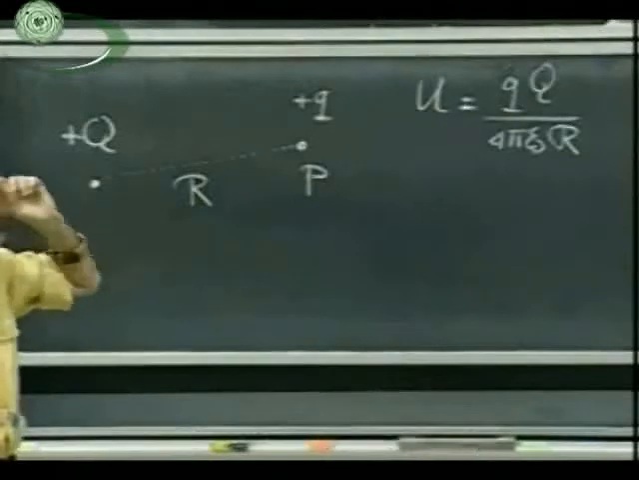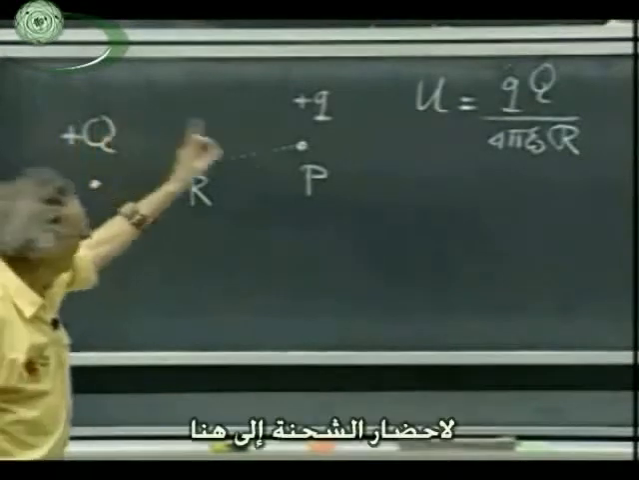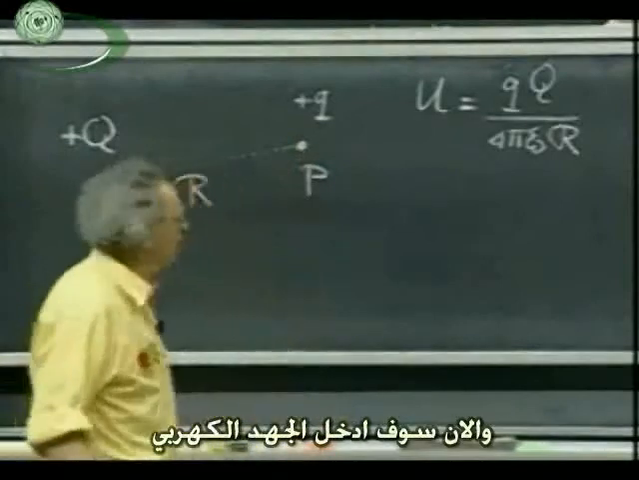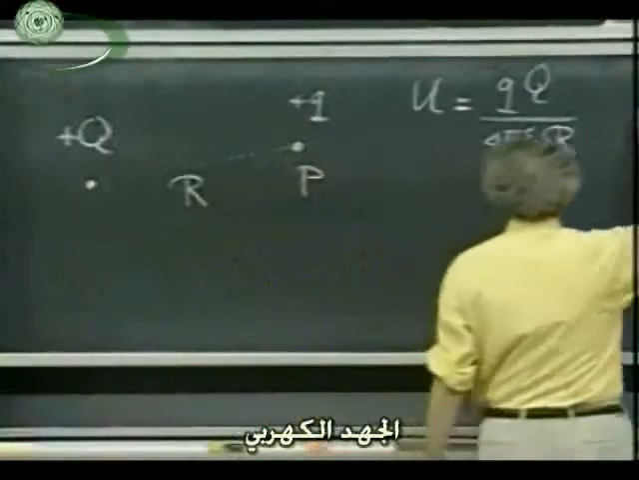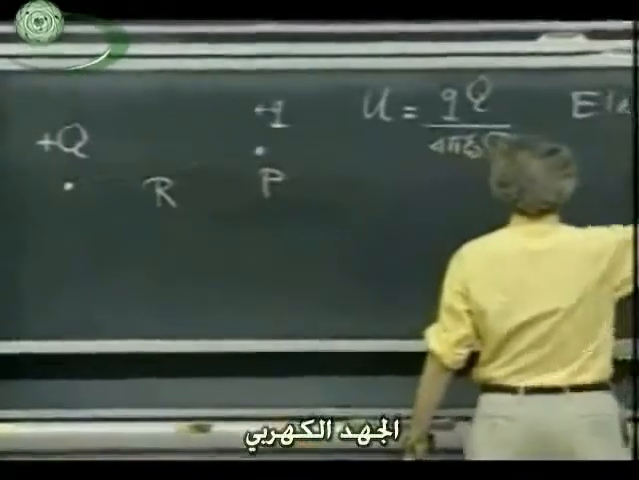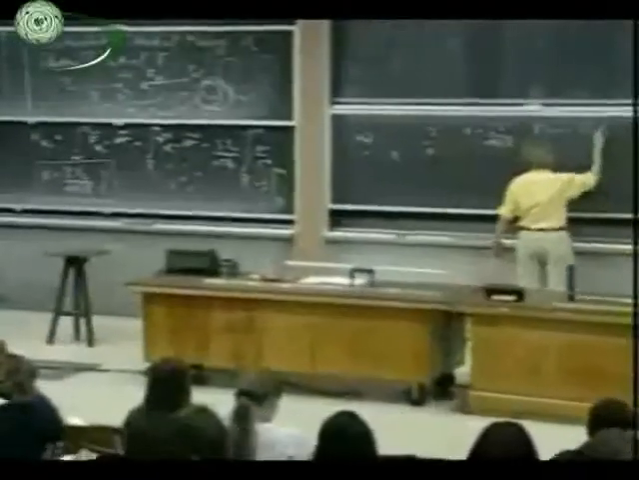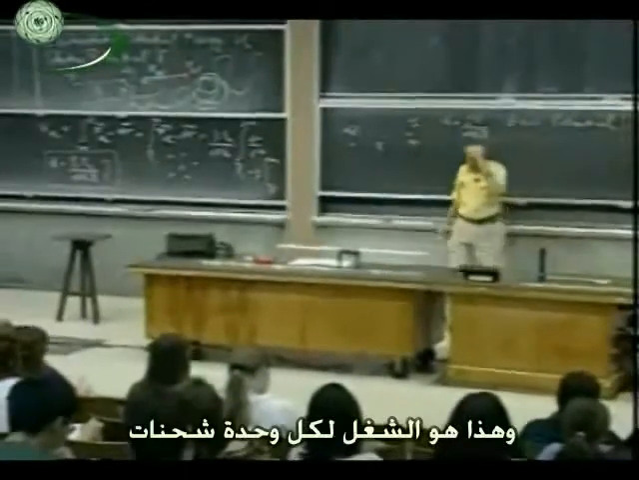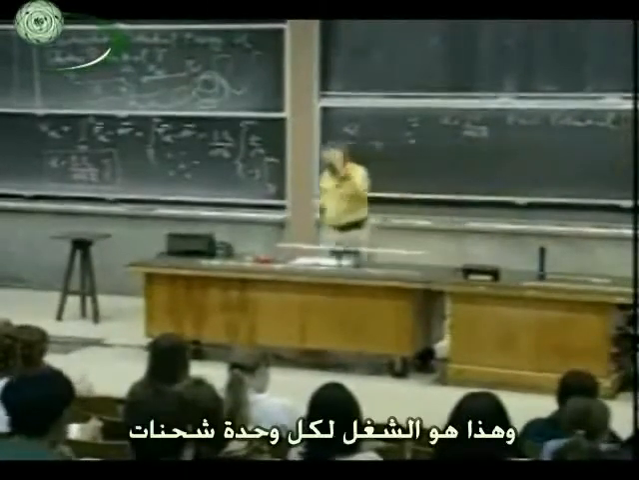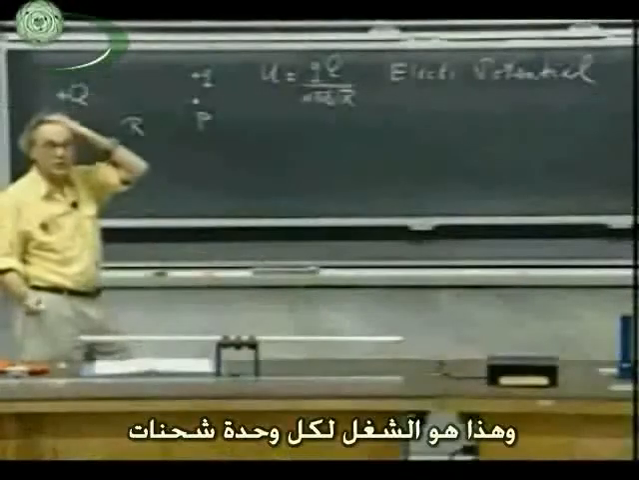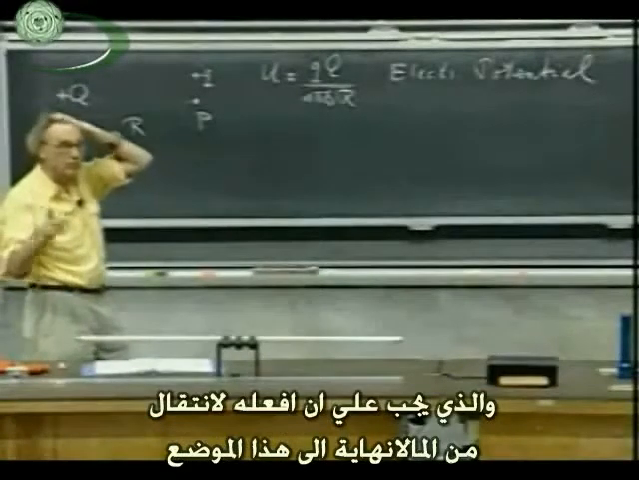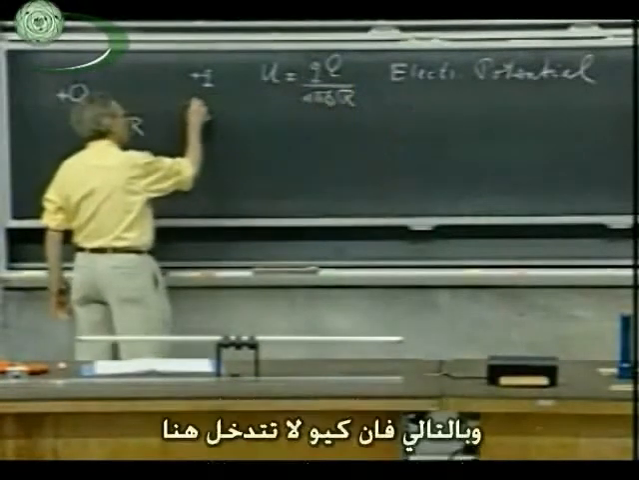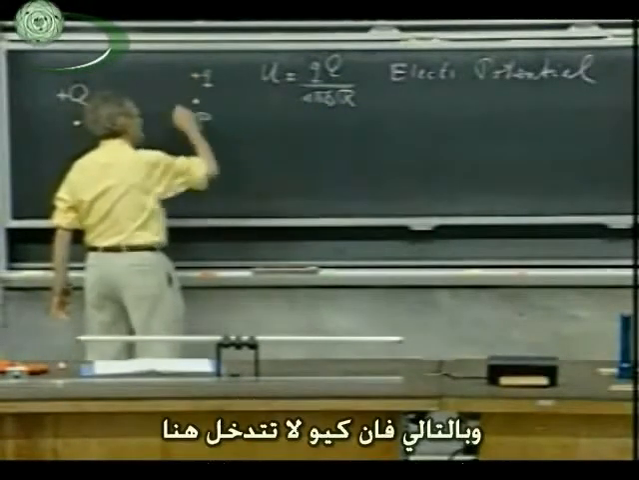To do to bring this charge here. Now I'm going to introduce electric potential. Electric potential. And that is the work per unit charge that I have to do to go from infinity to that position. So Q doesn't enter into it anymore.